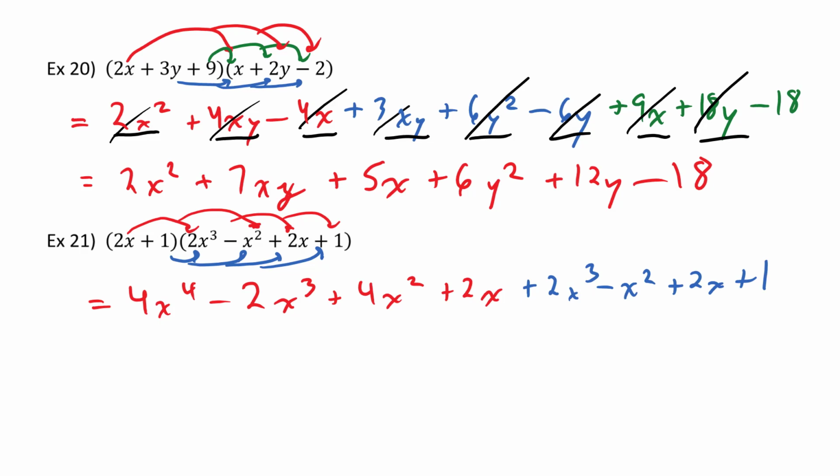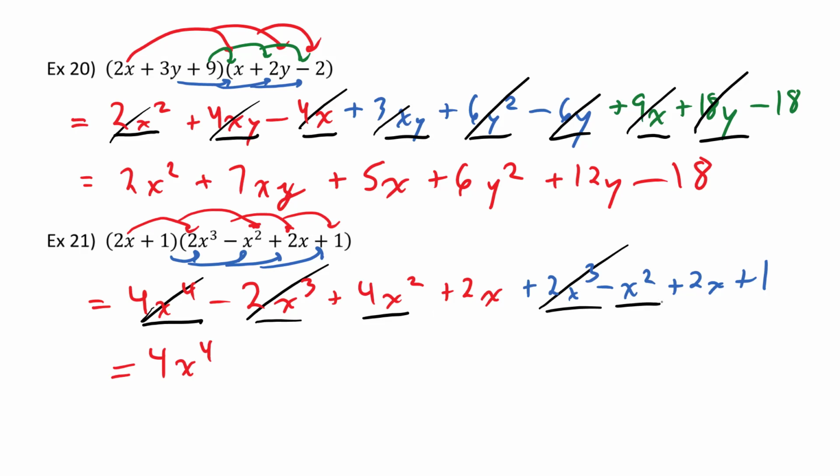Now let's collect like terms. x to the 4, I only have one of those. x cubed, I've got two of those. Minus 2x cubed plus 2x cubed, well, that's 0x cubed. So I can cross those off, and there's nothing on the next line. It's just 0.